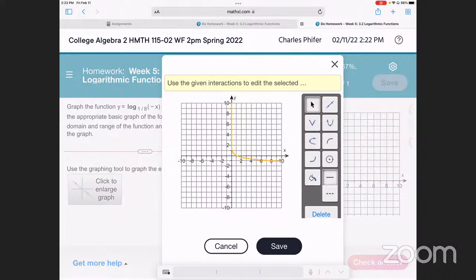That negative x is going to cause a horizontal change, right? When you multiply by a negative, it flips over one of the axes. Since we multiplied the inside by a negative, it flips horizontally over the y-axis, right?